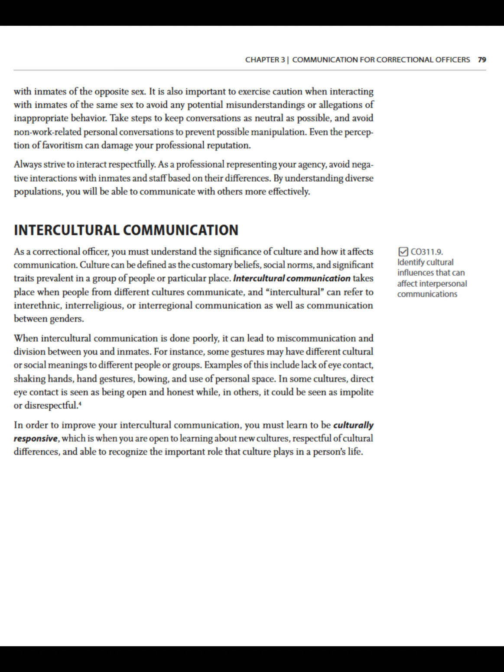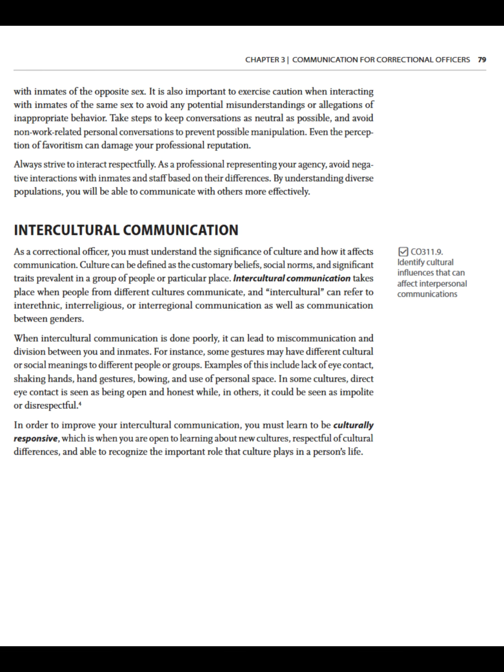When intercultural communication is done poorly, it can lead to miscommunication and division between you and inmates. For instance, some gestures may have different cultural or social meanings to different people or groups. Examples of this include lack of eye contact, shaking hands, hand gestures, bowing, and use of personal space. In some cultures, direct eye contact is seen as being open and honest, while in others, it could be seen as impolite or disrespectful.